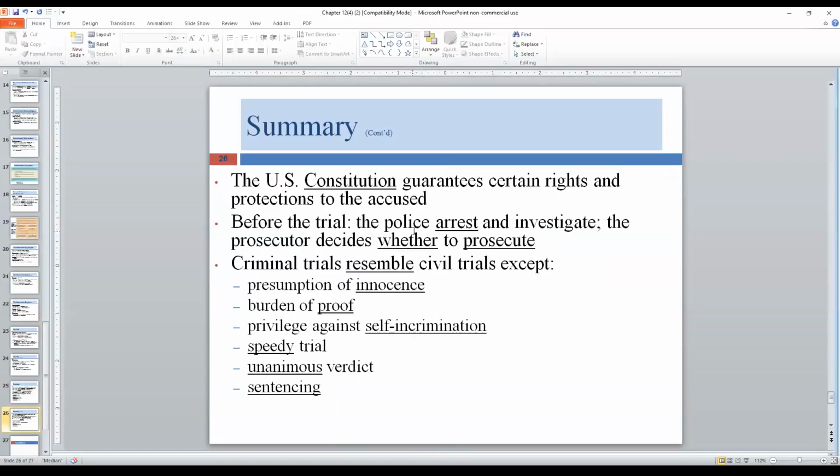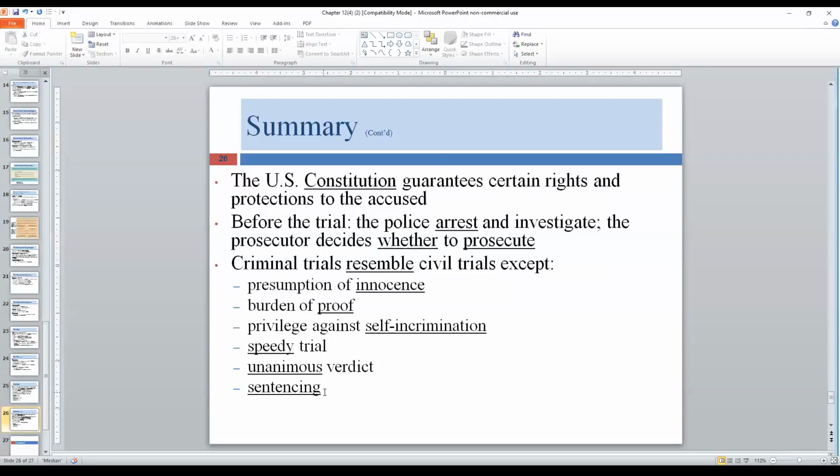We talked about the procedure: the arrest, booking, the initial appearance, the arraignment, the grand jury or preliminary hearing process, the plea bargain possibility, the trial, the appeal. We talked about the differences between criminal trials and civil trials, the presumption of innocence, the burden of proof, the privilege against self-incrimination, the right to a speedy and public trial, the need for a unanimous verdict, and how sentencing is handled. By the way, in a civil case, typically the jury just returns a verdict at one time.